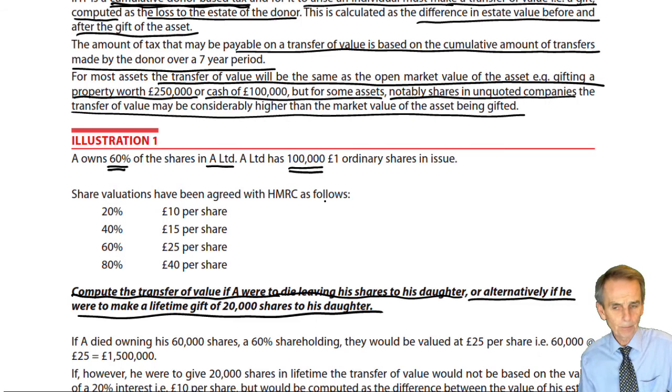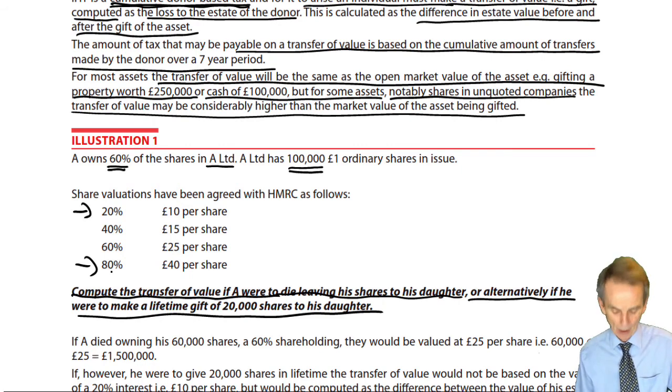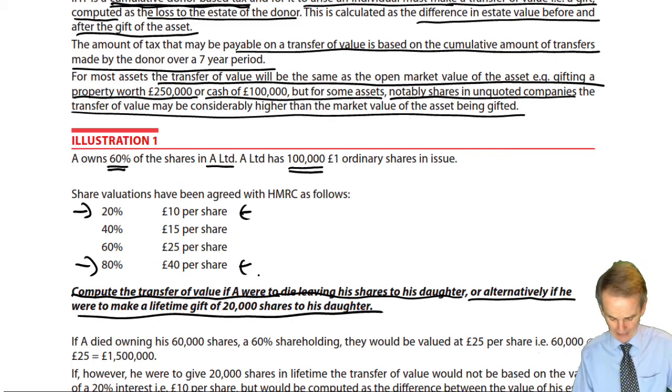This information, whatever is needed, and possibly more information, will be given to you by the examiner. You've got to use the correct information in the right way to compute then what the transfer of value would be. And we've got levels of shareholding here that range from 20% through to 80%, rising from £10 per share at 20% shareholding through to £40 per share at an 80% plus shareholding there.